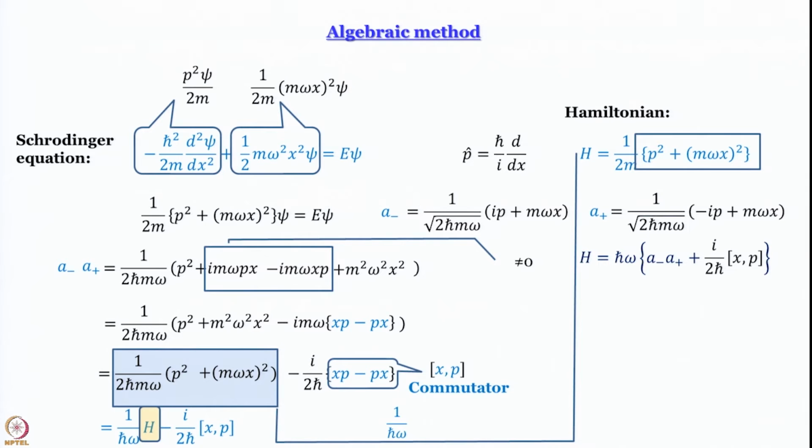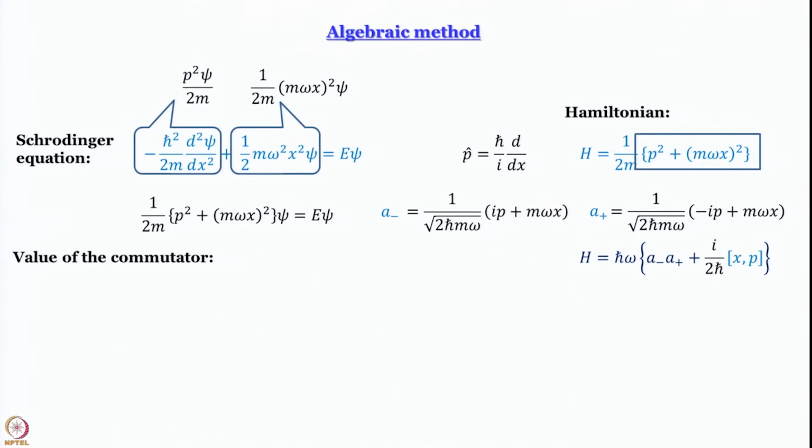So, Hamiltonian H then becomes, just rearrange this, h cross omega multiplied by a minus a plus. I am just rearranging this equation, making the Hamiltonian H the subject of formula, h cross omega multiplied by a minus a plus plus I by 2 h cross multiplied by commutator of x and p. So, what would be the next step? The next step would be to work out the value of the commutator of position and momentum operators, right. Let us do that.